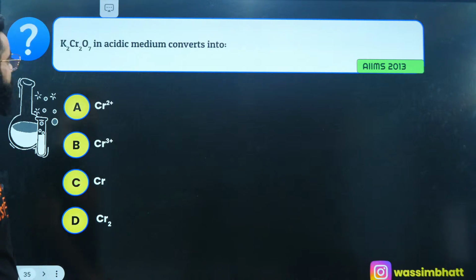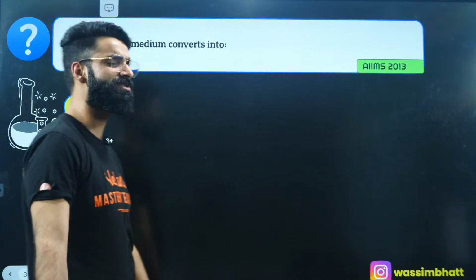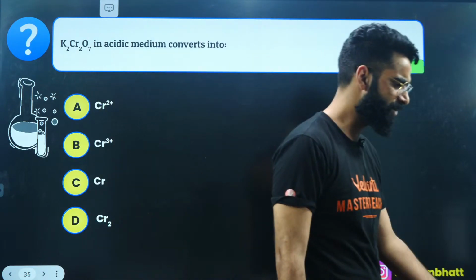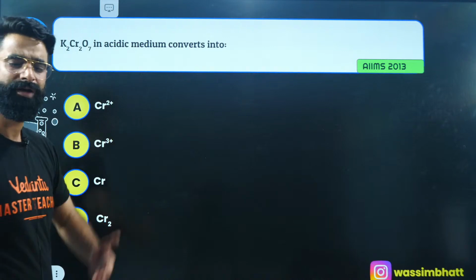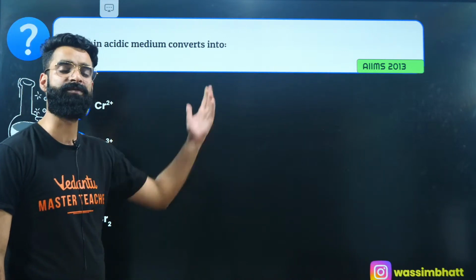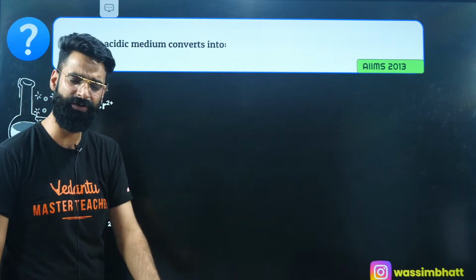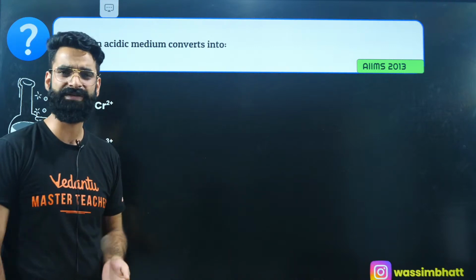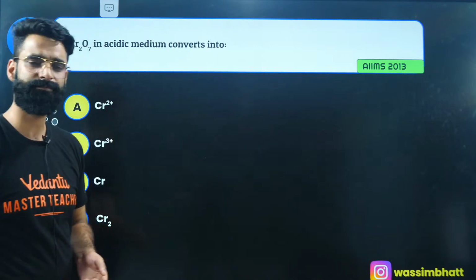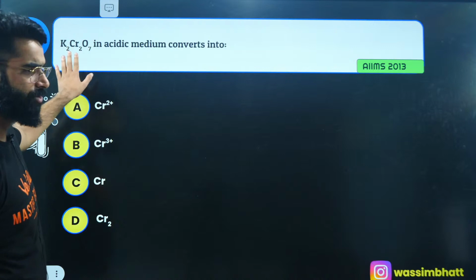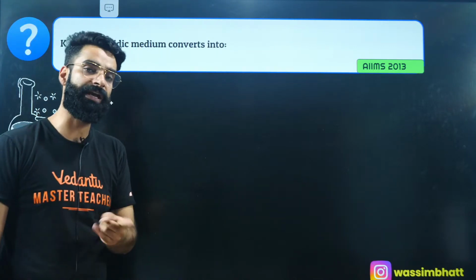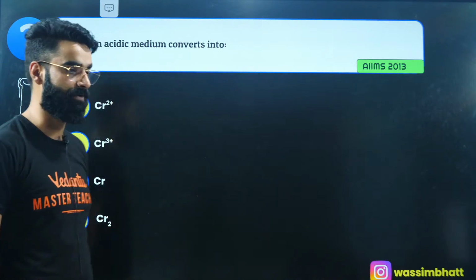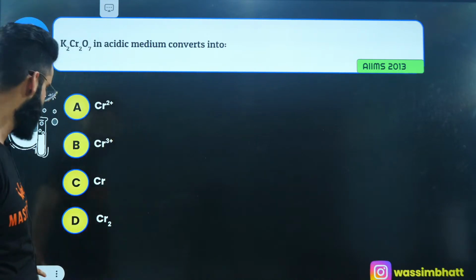Yeah? Okay, K2Cr2O7 in acidic medium converts into... AIIMS 2013. These are the questions, people, which I've shown you in the regular sessions as well, right? You all know K2Cr2O7 in acidic medium gets converted into Cr tripositive, by means of which the n-factor of K2Cr2O7 comes out to be 6, right? Similarly, MnO4 negative in acidic medium gets converted into Mn dipositive. That's something which you know too, yeah?